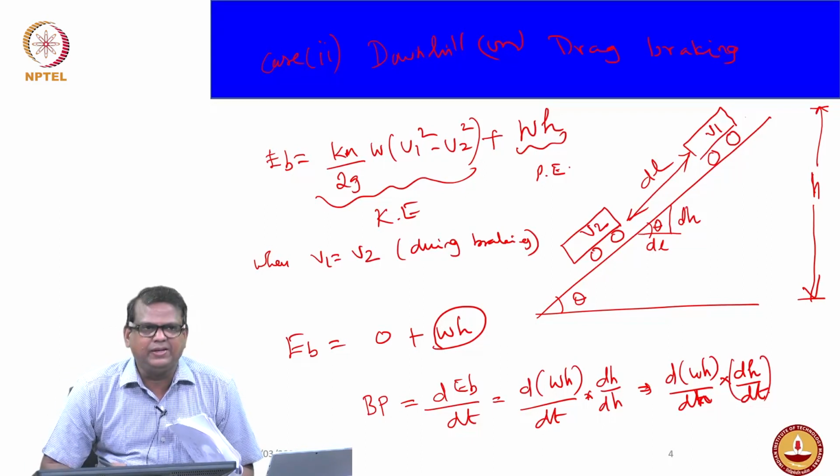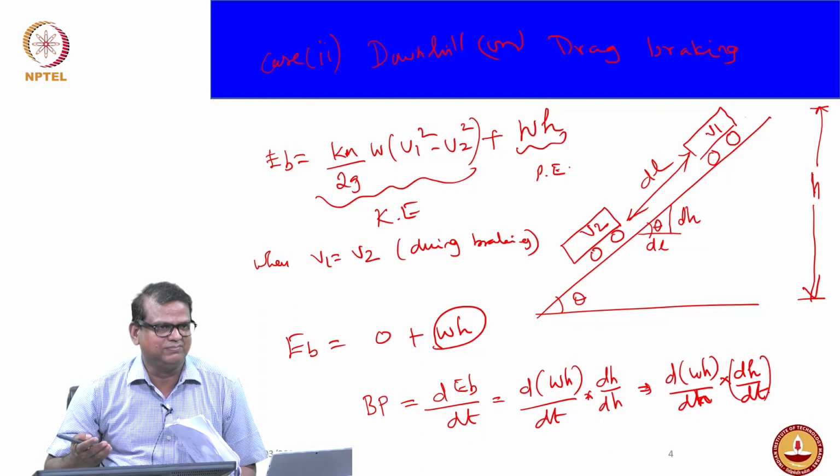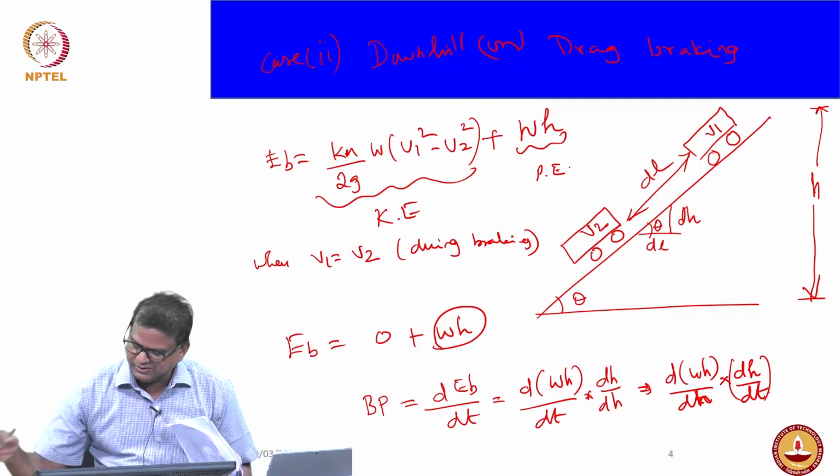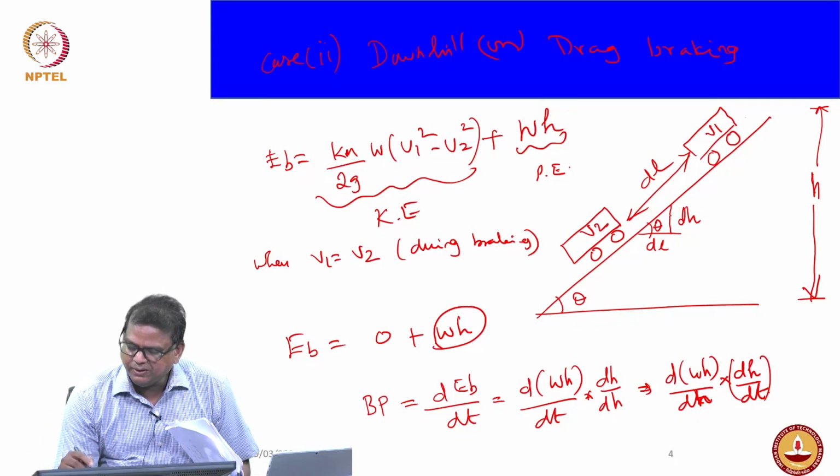So what will be the dH by dt, the rate of change of height with respect to time? What do you call it? It's a velocity, right? That's the vehicle velocity. That's one aspect.